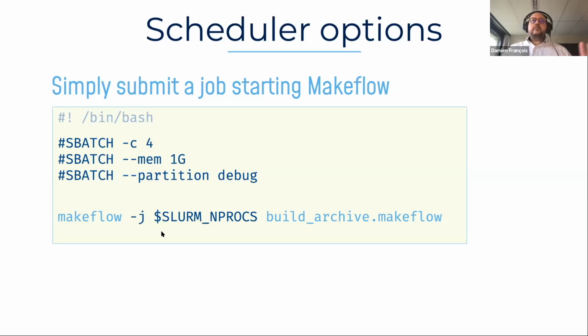So I will not spend more time on this because it's very similar to the way you would use Make on the cluster, and the idea is simply to use a global allocation to make all the steps. Of course, this makes sense when the duration of the steps is relatively short. If the duration of the steps is very long, you would prefer the other way around, so to have Makeflow submit the jobs to the scheduler.